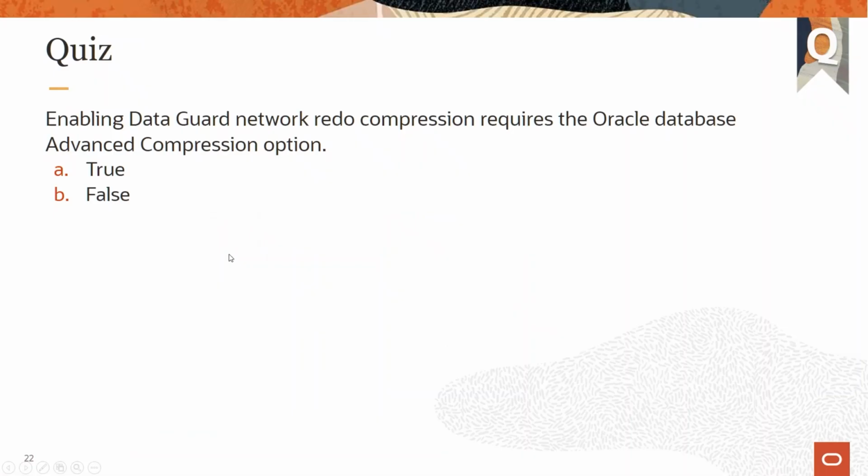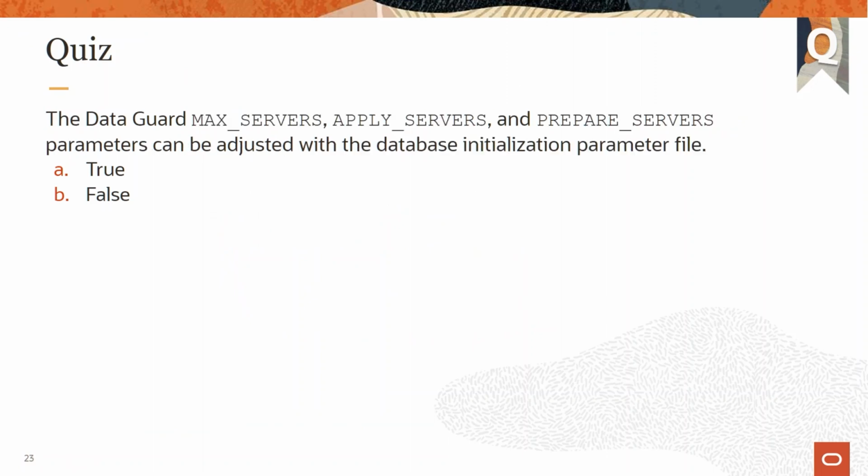Okay, so we have a quiz section. Enabling Data Guard network redo compression requires the Oracle Database Advanced Compression option. The answer is true. And also, the maximum servers, apply servers, and prepare servers parameters can be adjusted with the database initialization parameter file. The answer is false. It's not an init parameter. It is in the setting of a DBMS package.